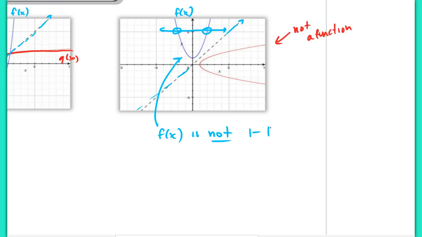Remember we talked about one-to-one means that for every x there's only one y, and for every y there's only one x, but here you can see the same exact y value. This line y equals 5 here intersects the graph twice where there's two different x values. So f of x is not one-to-one, which means that the graph here, g of x, is not a function. So g of x is a relation here. So that's just a general idea for what a function is and what an inverse function is.